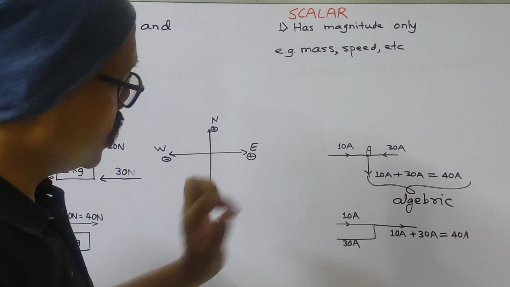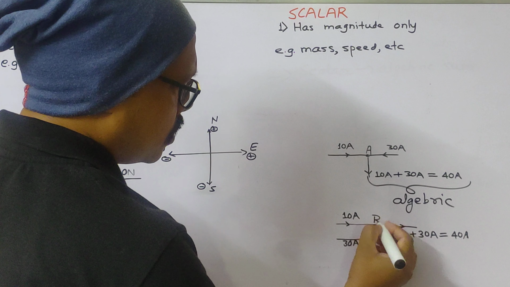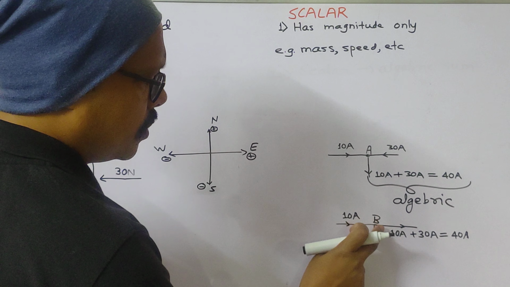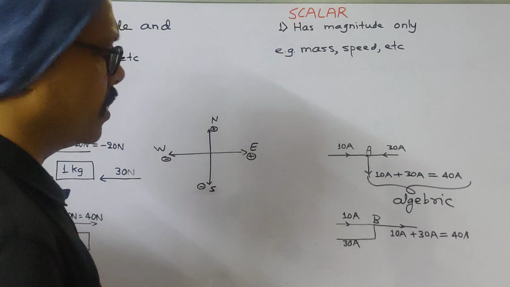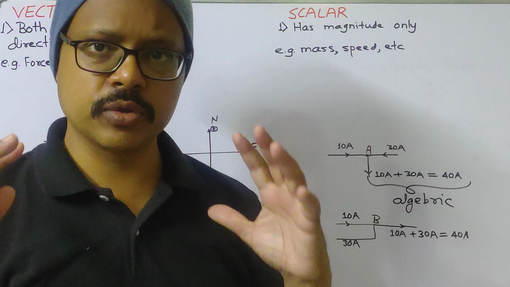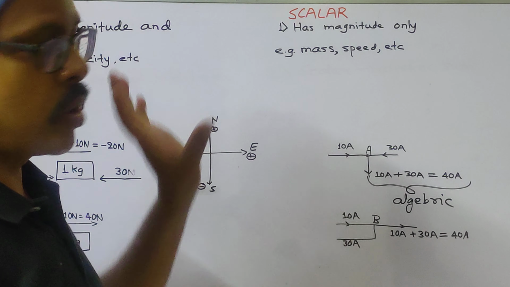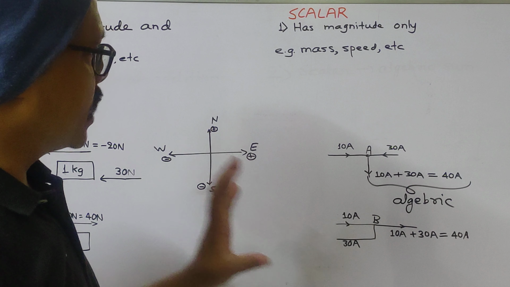Similarly, what happens when the same two currents flow in the same direction, 10 ampere and 30 ampere? What is the net current which flows through this? Still it is 40 ampere. So in both the cases, whether current is coming in the same direction or opposite direction, it does not make sense, because they are scalar quantities. So that is the reason actually.